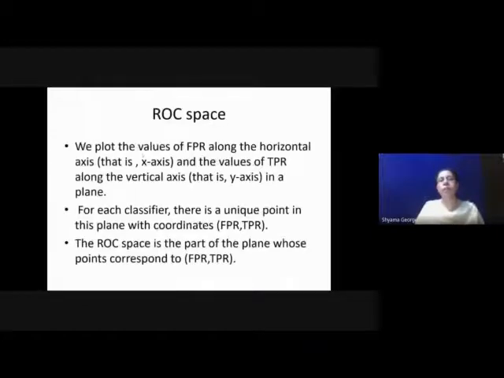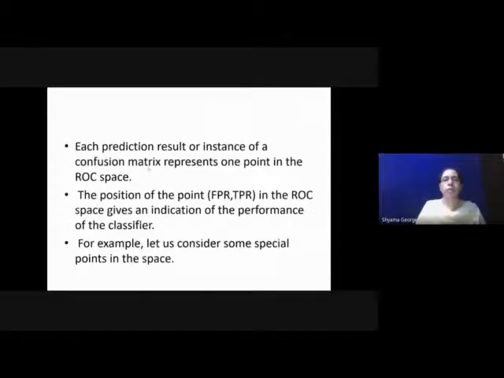Now, the ROC curve is obtained by plotting the FPR value along the horizontal axis and the TPR value along the vertical axis. So for each classifier, there is a unique point in this plane with the coordinates FPR and TPR. The position of the point (FPR, TPR) in the ROC space is an indication of the performance of the classifier. There are some special points in the ROC curve.